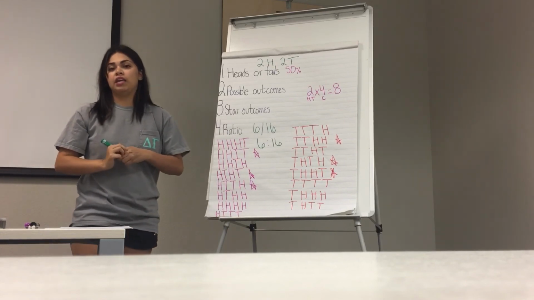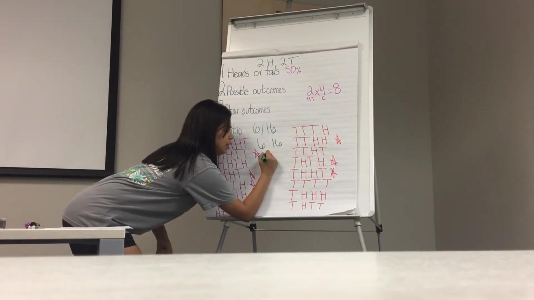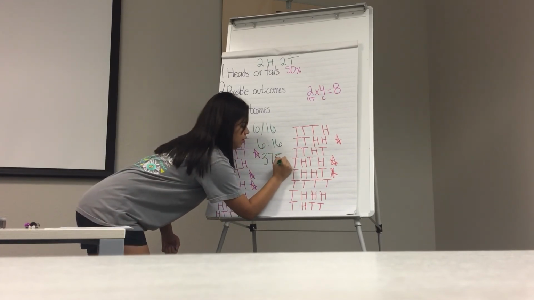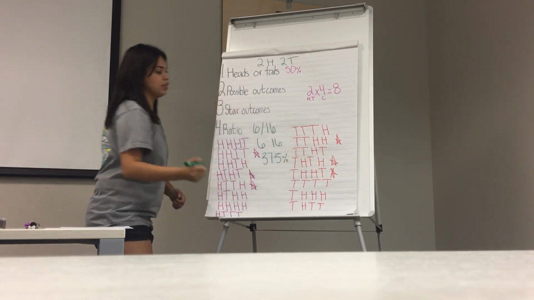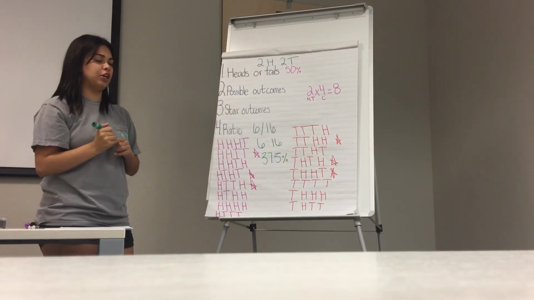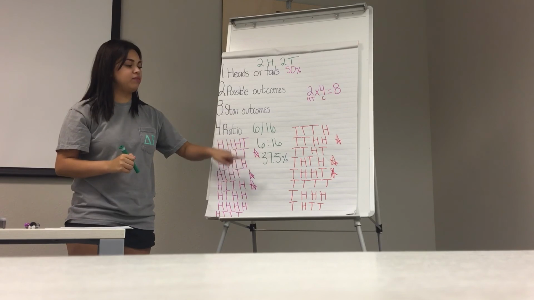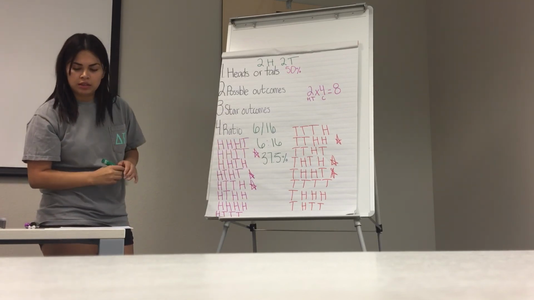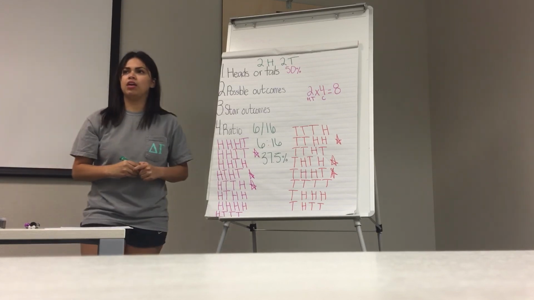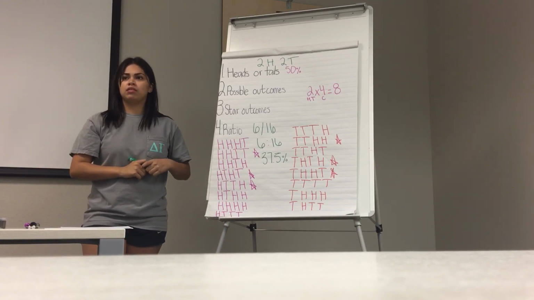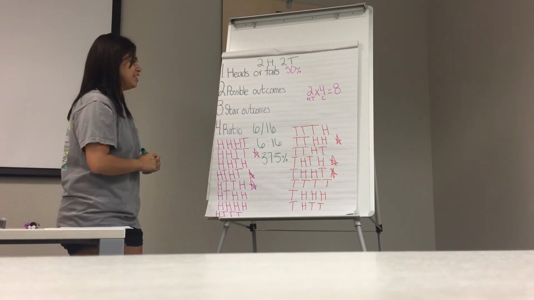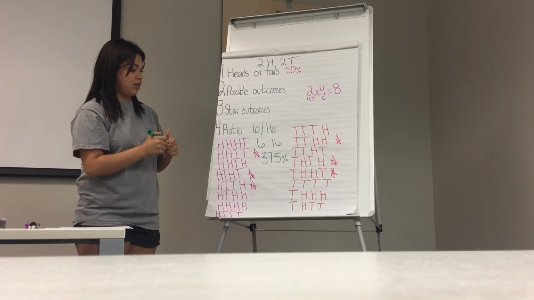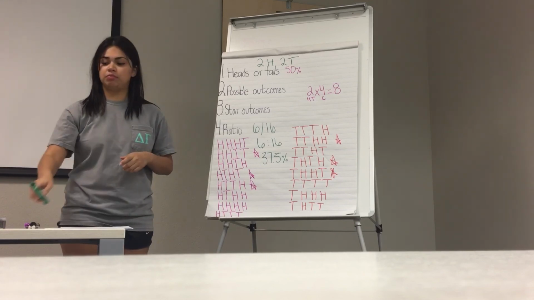You can also write it in a percentage, which would look like 37.5%. And that means out of 100%, you're gonna have a 37.5% chance of getting 2 heads and 2 tails. So, do y'all think y'all have got it? All right, good. This will be on your next test. And if y'all have any questions, please feel free to ask me.